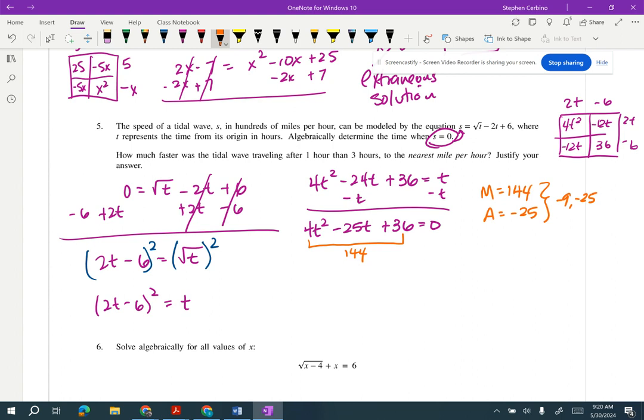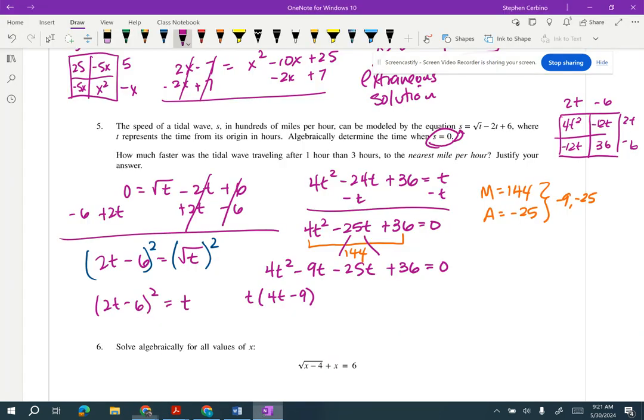Now, how the AC method works is we're breaking apart the 25 using those two numbers. The first term stays the same, minus 9t minus 16t plus 36. It doesn't matter which number you put first. And then we're going to do grouping. So we're going to say the common factor of these first two terms is t, which will leave us with 4t minus 9. The common factor of these two terms is going to be, no, 25 doesn't work. 9 doesn't work.